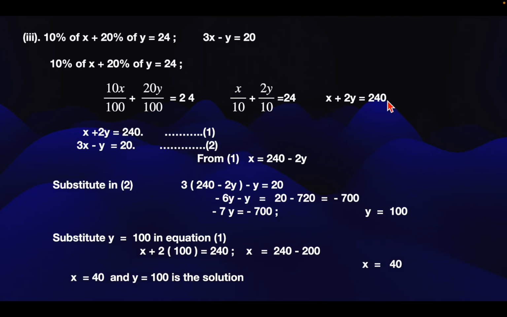LCM is 10. Take it to the other side. x plus 2y is equal to 240. So now we have got the first equation. The second is already in the standard form. Now let's do the substitution.